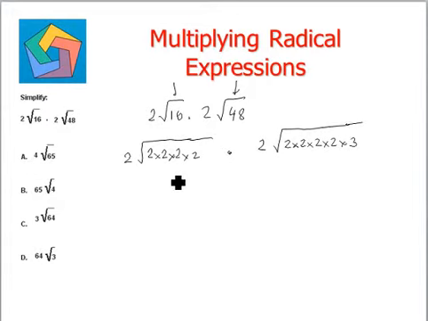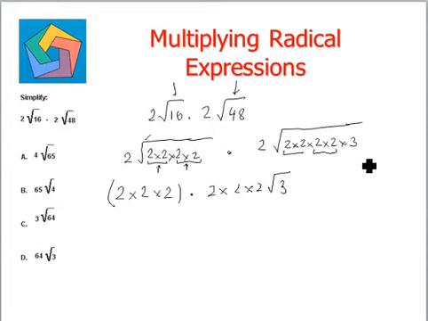Now inside the first radical we can make groups of 2's like this because the index is 2. So the first pair of 2's comes out as a single 2, and the second pair of 2's also comes out as a single 2. So we are left with nothing inside the radical, so we complete it here, times 2. From the second radical we can make a pair of these two 2's and they come out as a single 2, and inside the radical we are left with only the number 3.